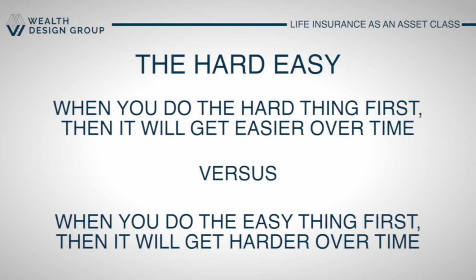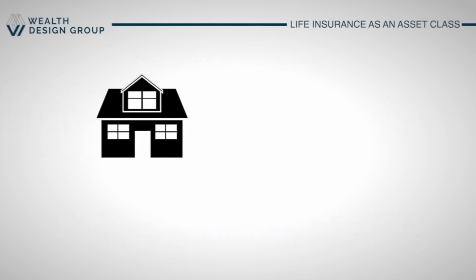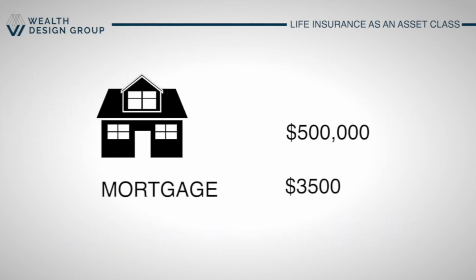Let's look at a mortgage, okay? If you went out and purchased a home, let's just say you bought a $500,000 home. Well, you're going to have a mortgage on that home, and let's just say hypothetically that was around $3,500 a month, and then you've got to pay your property taxes. Let's say hypothetically that was $500 a month, so you're paying $4,000 a month, or $48,000 a year.